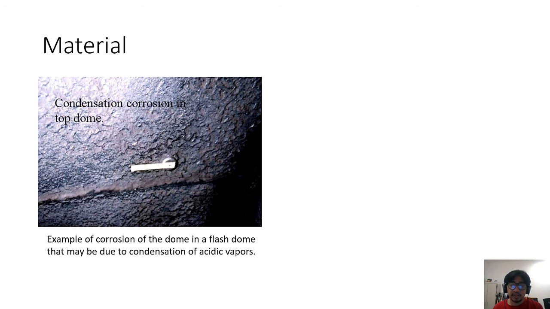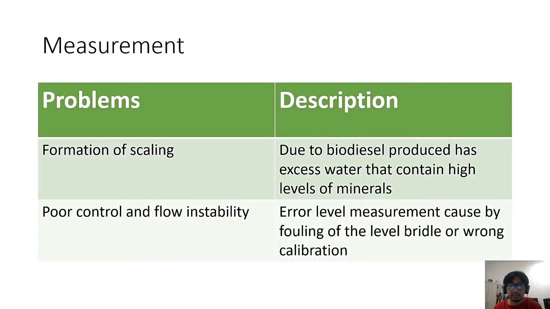The third picture is an example of corrosion of the top dome in the flash drum that may be due to condensation of acidic vapors, where the vapor condenses to form a corrosive liquid phase on the metal surfaces. Next category is the measurement.